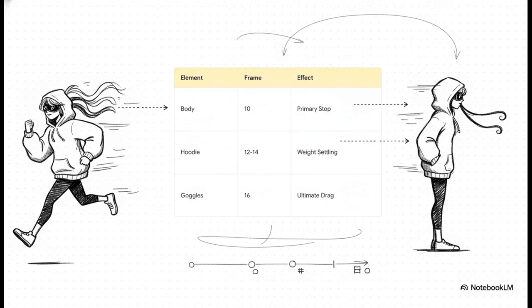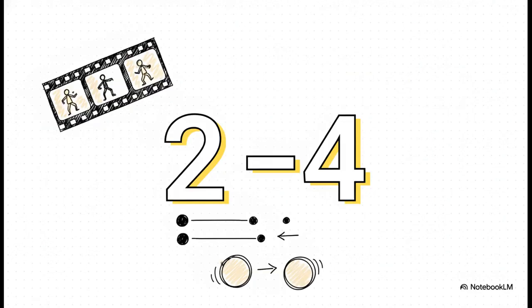Finally, the straps on our tech goggles, the lightest, most flexible elements, exhibit the ultimate drag, finally settling all the way over on frame 16. This sequential offset is the exact opposite of that stiff plastic stop where every single element freezes together. 2 to 4 frames. That is the magic window. In Ava Thompson's animation pipeline, secondary elements are offset by just this tiny fraction of a second.